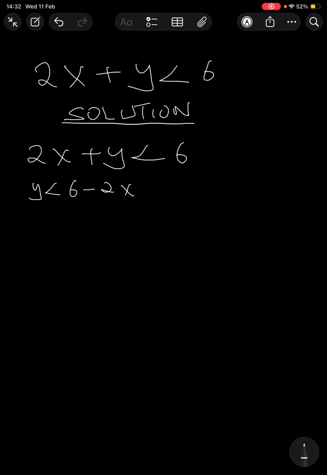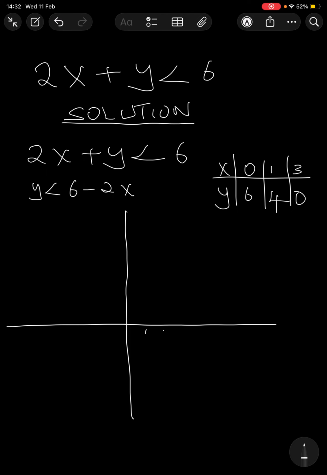Step 2, construct a table. The value of x and the value of y. When x is 0, y is 6. When x is 1, y is 4. Next, when x is 3, y is 0. Step 3, you construct a Cartesian plane.